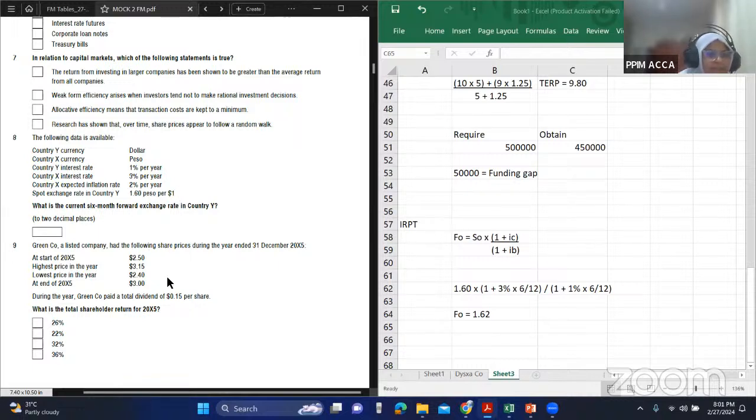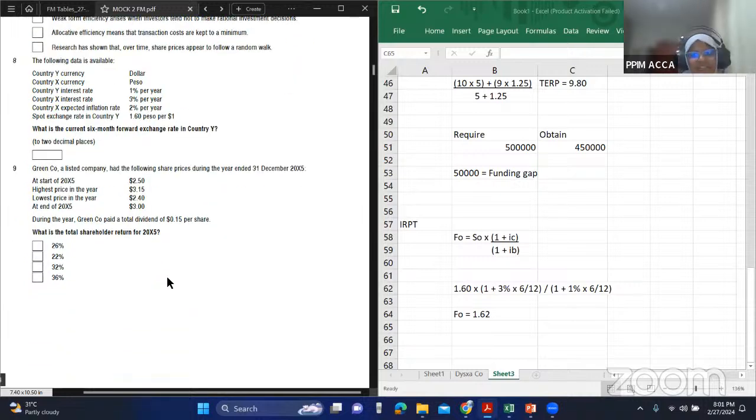Can try the next one as well. Green Company listed on 1st December 2015. At the start of 2015, the share price was 2.5. Highest price in the year is 3.15. Lowest price is 2.4. At the end of 2015, it was 3. During the year, Green Company paid a total dividend of 1.15 per share. What is the total shareholder return for 2015?